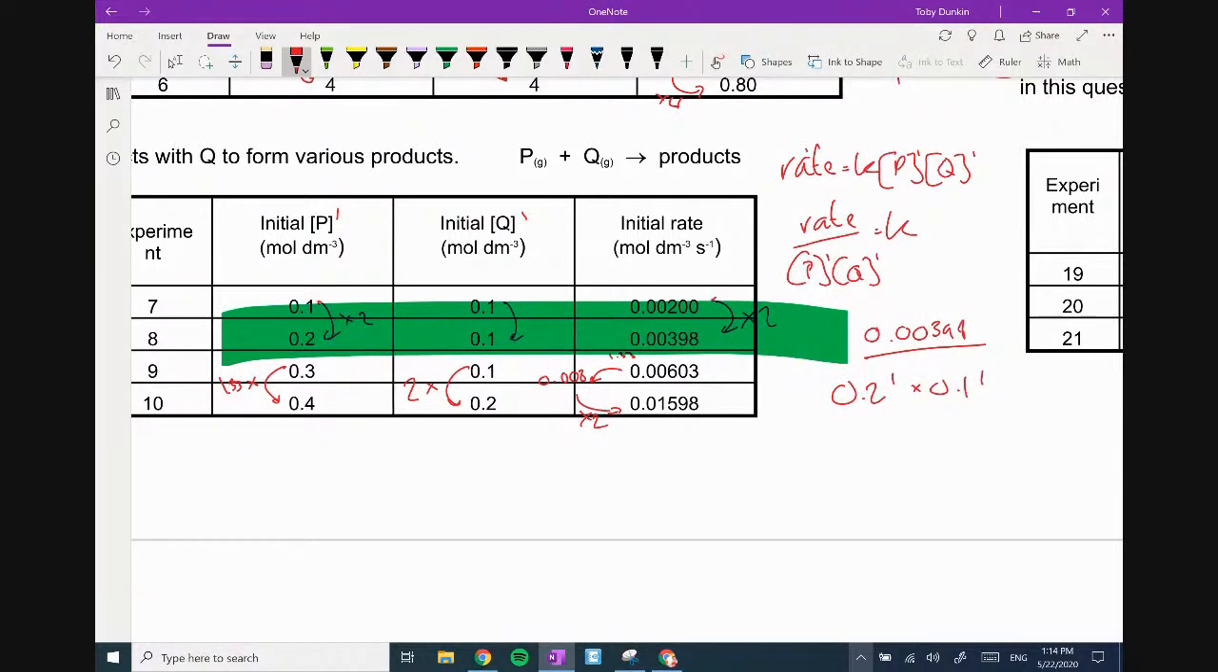Right. So it just becomes 0.2 times 0.1. 0.00398 divided by brackets 0.2 times by 0.1 gives me an answer of 0.199. Well, sorry, that rounds to 3 sig fig. And what are my units? Moles per dm cubed, moles per dm cubed. Bring that one up. Moles to the -1, dm to the +3, s to the -1, and I'm done.